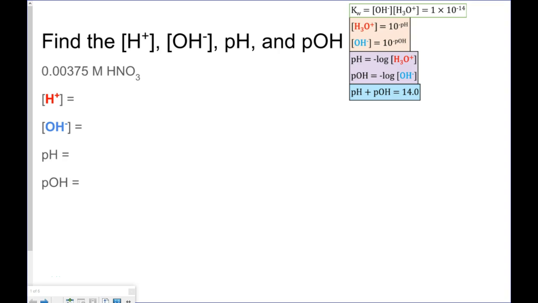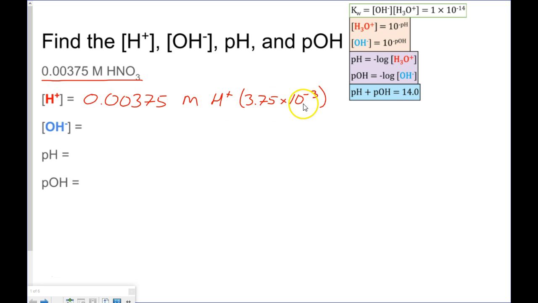Alright, in this video we're going to practice how to convert between the concentration of hydronium ions, hydroxide ions, pH, and pOH. First thing I have is a solution of 0.00375 molar nitric acid. Well, first thing I can do is know that that's going to completely dissociate, so that's going to leave me with 0.00375 molar hydronium ions, or in this case, hydrogen protons.